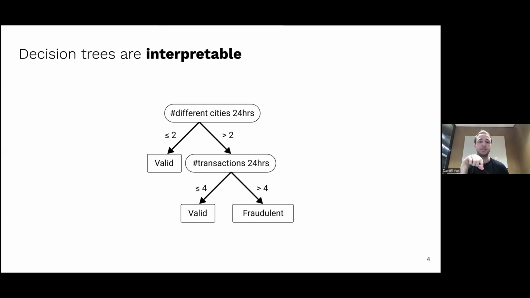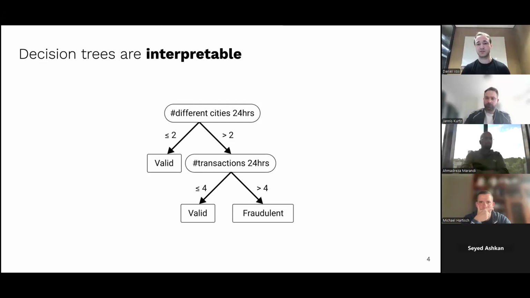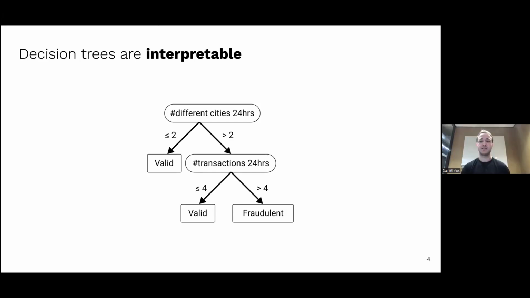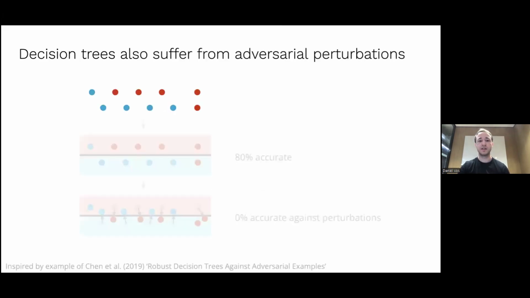For example, we see that if you have made transactions in more than 2 different cities in the last 24 hours, and the number of transactions was larger than 4, you might have a fraudulent credit card. So the value of decision trees is in trying to exactly understand what the model is doing. Unfortunately, these things are not robust by default.